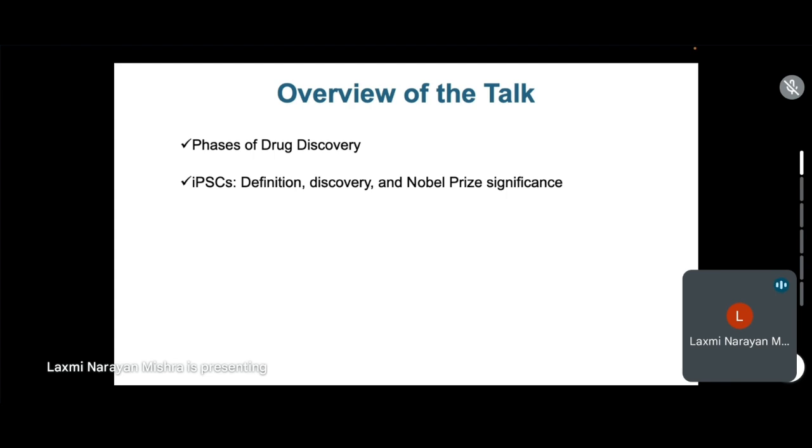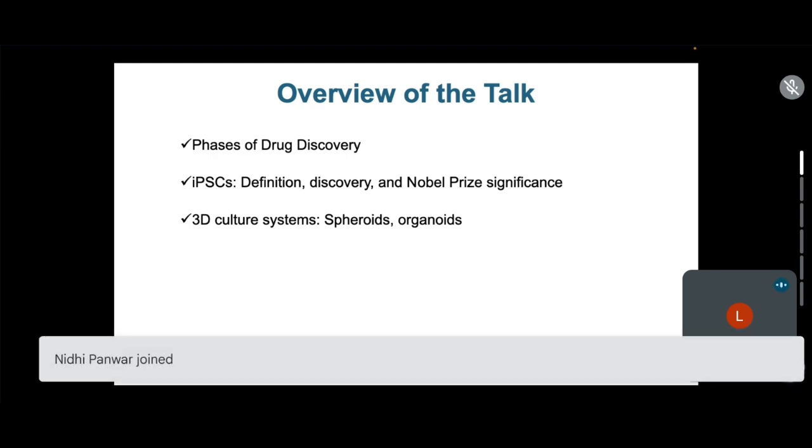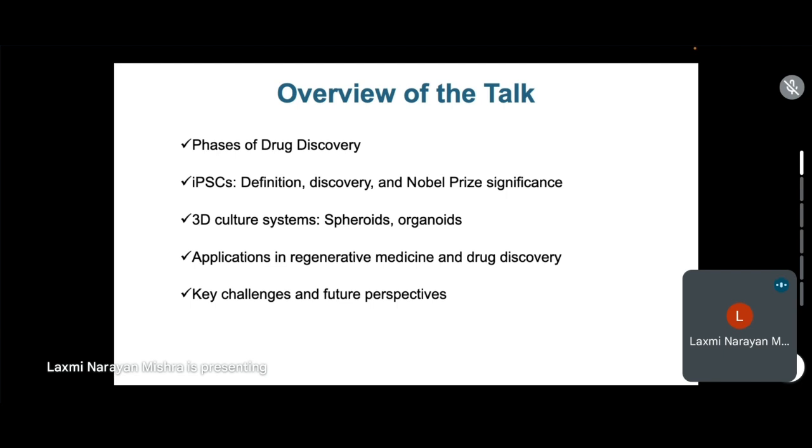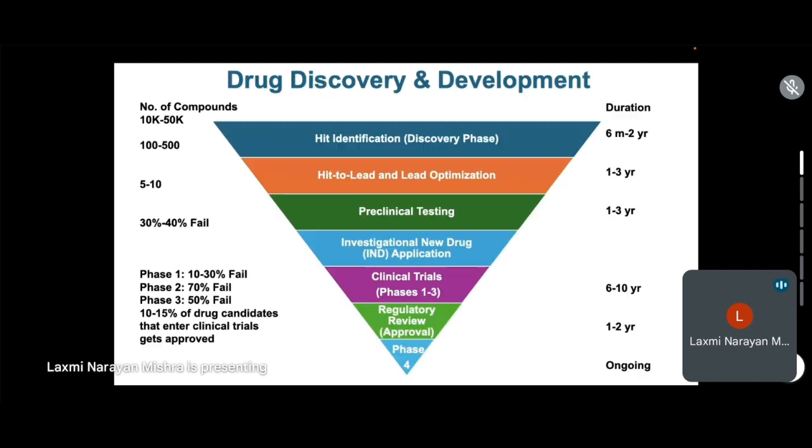And then I will come to iPSCs, what they are, how they were discovered, who got the Nobel Prize, and what was the significance of these cells. Then I will come to the 3D culture system, which is basically spheroids, organoids, and embryonic bodies. And then their applications in regenerative medicine and drug discovery. What are the key challenges and future perspectives?